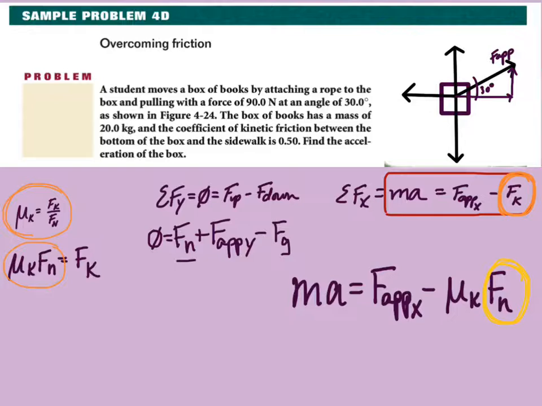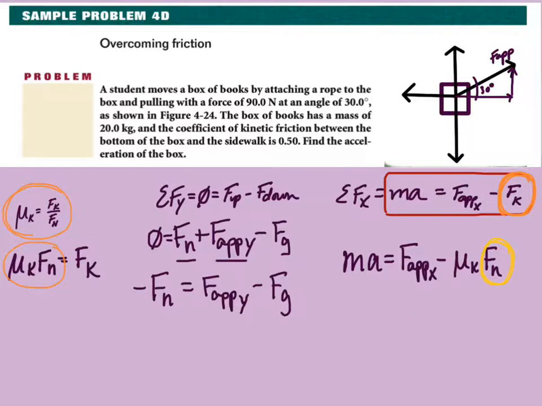Well, I've got Fn, I've got F applied y. These are both forces upward. And the only downward force is Fg, or mass gravity. So, can I create an expression for normal force? Of course I can. Here I've done it with just moving the normal force across the equal sign. But that makes my signs really messy, so I'm going to quickly reverse all the signs here just to make it a little easier to look at. Okay, is that better? Normal force equals F applied y plus Fg.